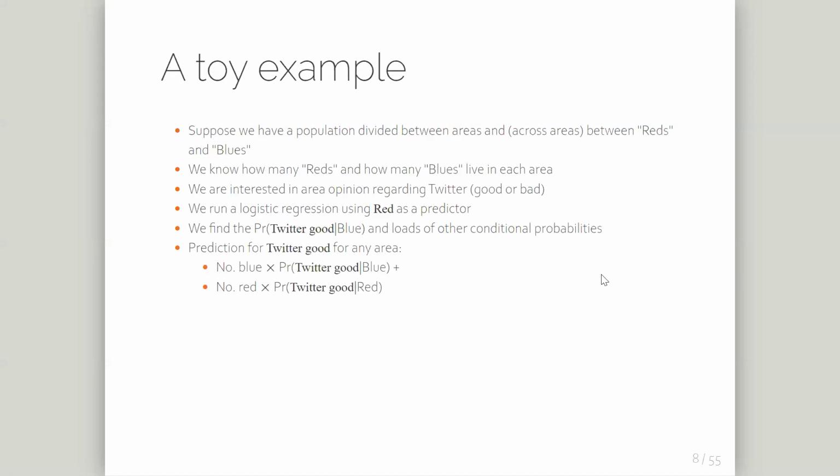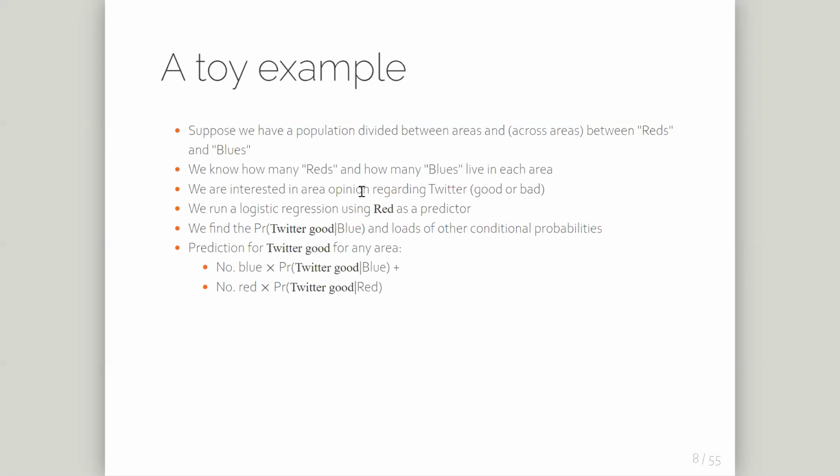So MRP is not something that you use in all contexts without thinking. You probably got the intuition by now, but if we want to boil it down to the simplest possible example, we've got a population which has multiple different areas and where each voter is of one of two types. Either they're red or they're blue. And in this toy nation, we have a census which tells us exactly how many reds and blues live in each area. We collect a national sample asking individual reds and blues whether they think Twitter is good or bad.